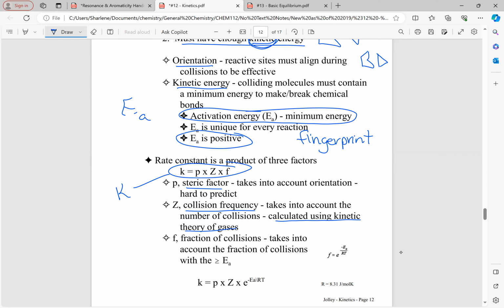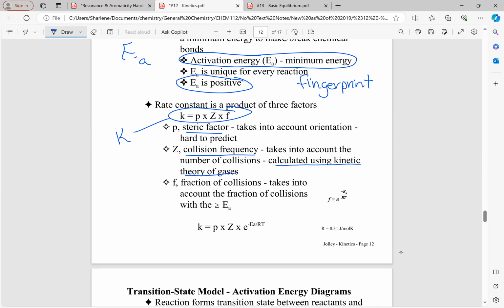No, you don't have to calculate it. And then F is the fraction of collisions that occur with at least the minimum activation energy, if not above. So really it's the F part that we are interested in. What is that minimum energy? So these are kind of lumped together. And e to the negative EA over RT, that is its exponent. That's its exponent. Okay.